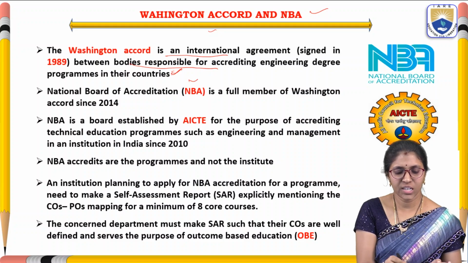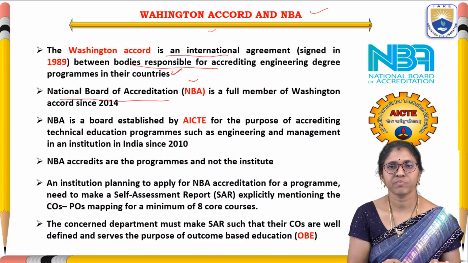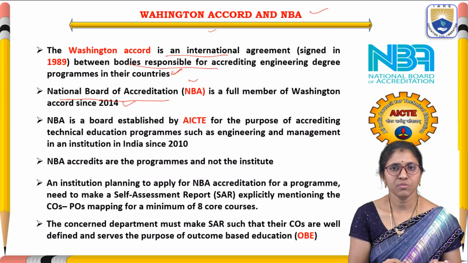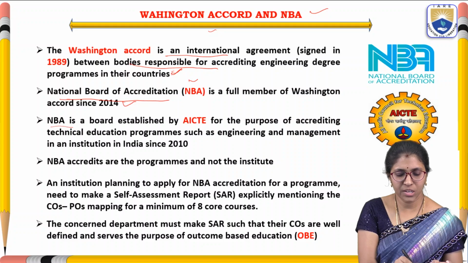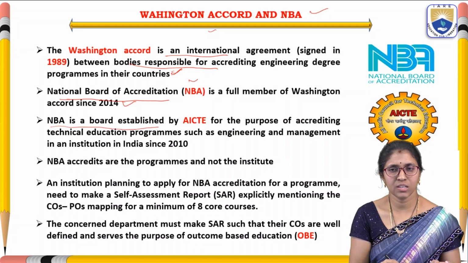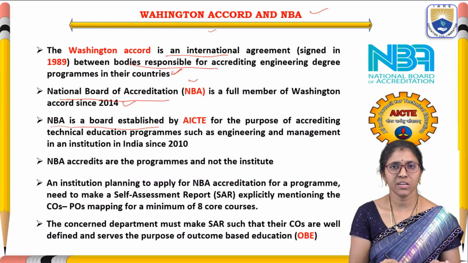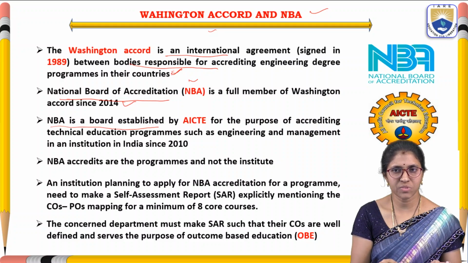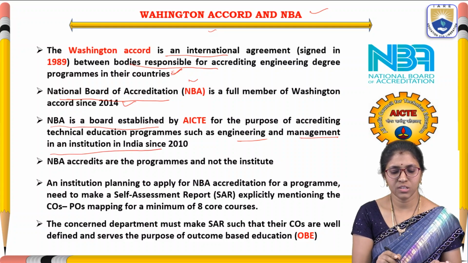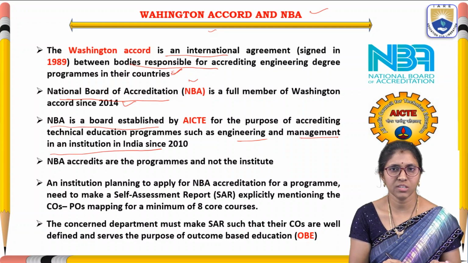NBA stands for National Board of Accreditation. The National Board of Accreditation is a full member of the Washington Accord since 2014. The NBA is a board established by AICTE for the purpose of accrediting technical education programs such as engineering and management in an institution in India since 2010.